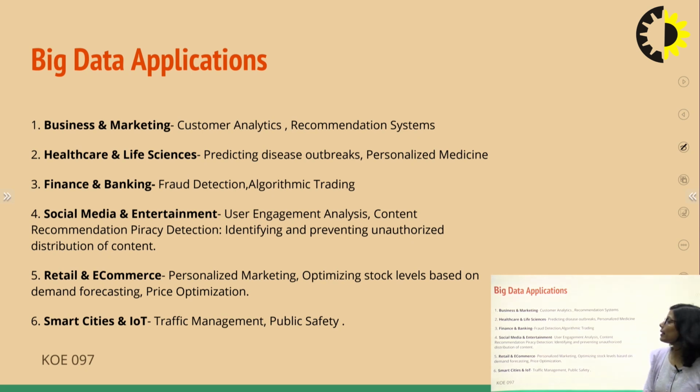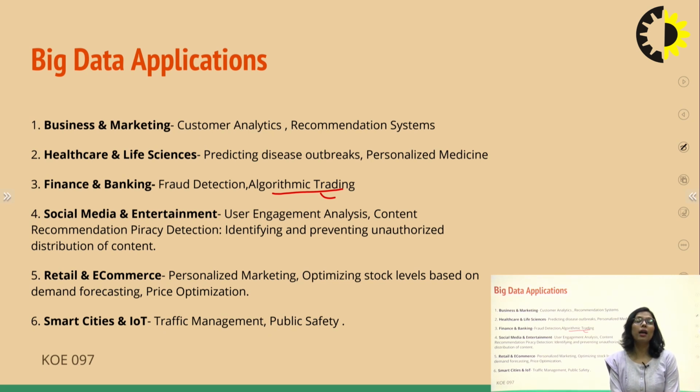Next is healthcare and life sciences. Now, if we are storing such an amount of big data, we can predict disease outbreaks or also offer personalized medicines. Then is finance and banking. We can detect fraud, and algorithmic trading means that the system is telling us what shares we need to buy to get the profit. Next is social media and entertainment. User engagement analysis is used by social media applications like YouTube and Facebook.